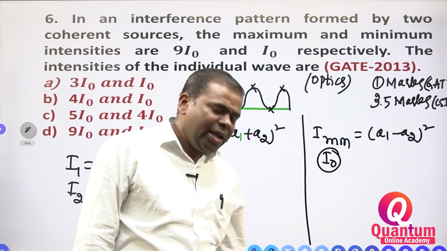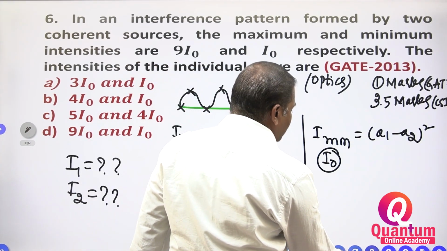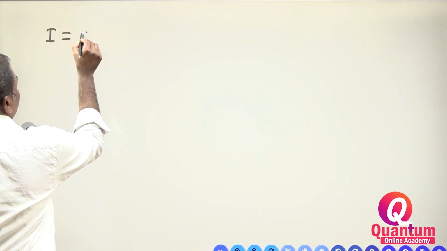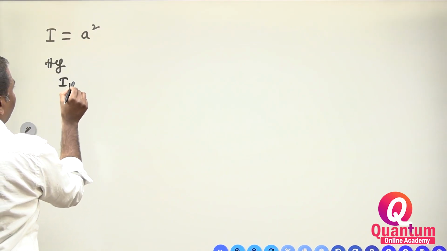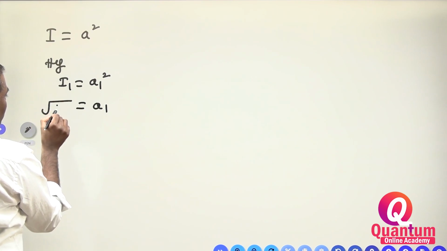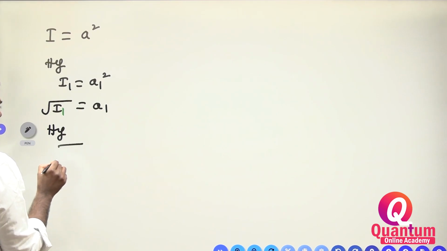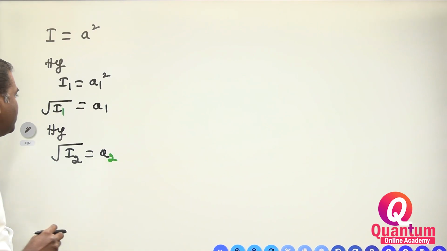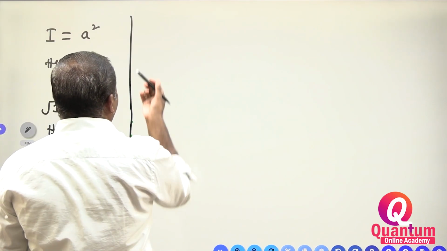Intensity is equal to the square of the amplitude. Let's see how we have to solve. First, intensity is equal to the square of the amplitude. Therefore, similarly we write I1 is equal to A1 square, so A1 is equal to the square root of I1. Similarly, the square root of I2 is equal to A2. We need to calculate I1 and I2.